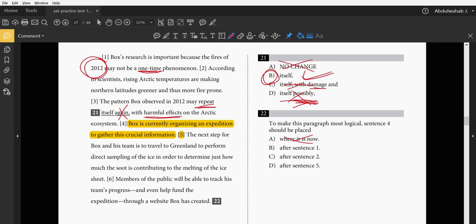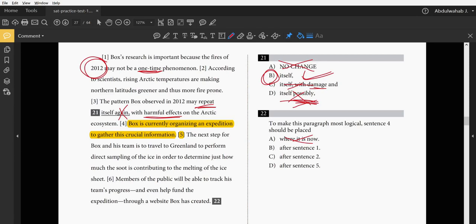According to scientists, rising Arctic temperatures are making northern latitudes greener and thus more fire-prone. If I put the sentence right here, it's not going to be relevant to the information given in sentences 1 and 2. After sentence 2, if I put it right after northern latitudes greener and thus more fire prone, Box is currently organizing an expedition, and then say the pattern Box observed in 2012 may repeat itself, here again, I'm putting a piece of information that does not belong in that particular spot.